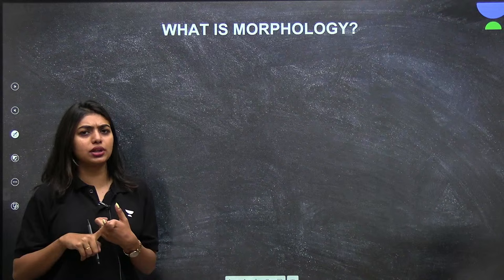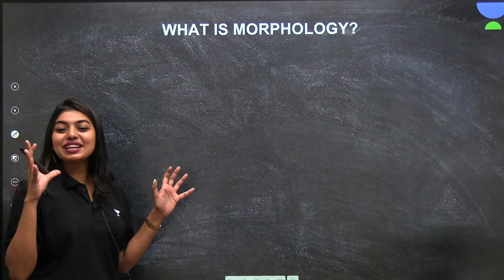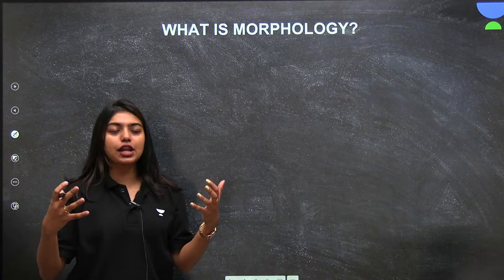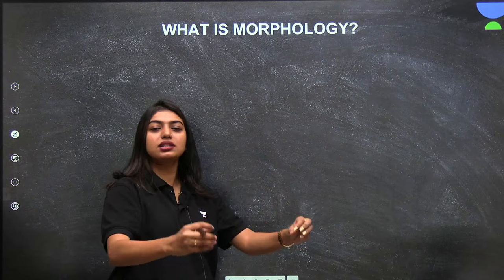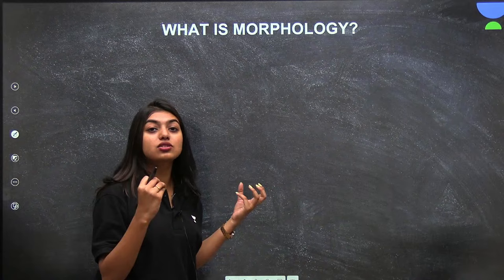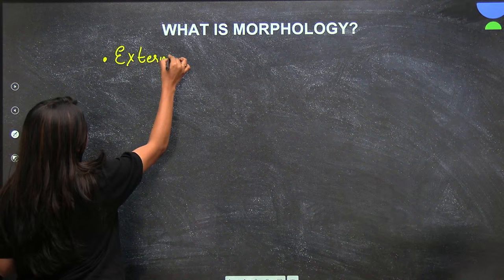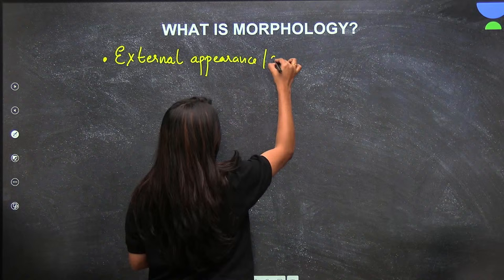Okay, so students, what is morphology? Very good. Morphology means the external appearance. You look at me and you say, oh, ma'am has hair, eyes, nose, whatever. In the same way, when we study the external appearances that we see in a plant, that is called morphology. So, if I have to write about morphology, it is basically a study of the external appearances or the external structures.